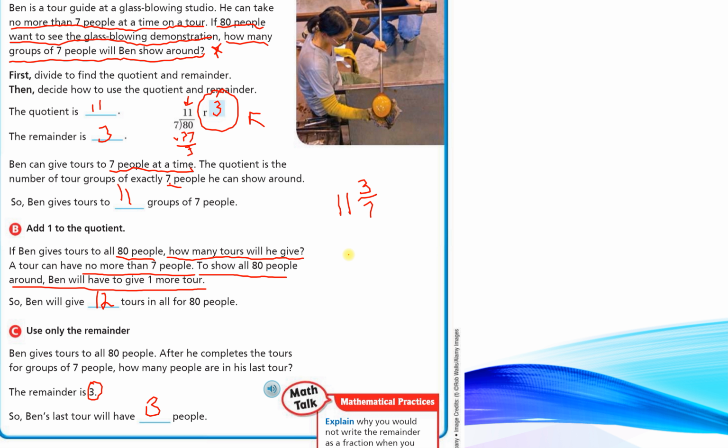Okay, you would want to say he has to go on 12 tours because that remainder of 3 are 3 people. And those 3 people are still going to want to go on a tour. They paid their money to go on the tour. So we need to add 1 more tour, and it'll just be a small tour group in the last one that he goes on.